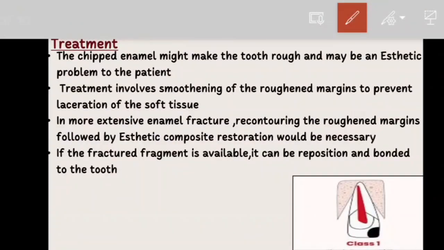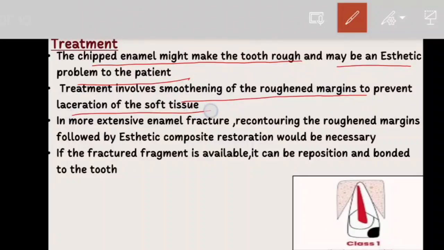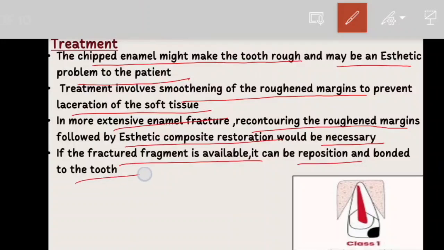Now the treatment. So treatment includes smoothing of the rough edges, that is the chipped enamel might make the tooth rough and may be an aesthetic problem to the patient. So treatment involves smoothing of the rough margins to prevent laceration of the soft tissue. And in more extensive enamel fractures, recontouring the rough margins followed by the aesthetic composite restoration will be necessary. So composite restoration if needed. So if the fracture fragment is available, it can be repositioned and bonded to the tooth. Okay, so it can be reattached by bonding.